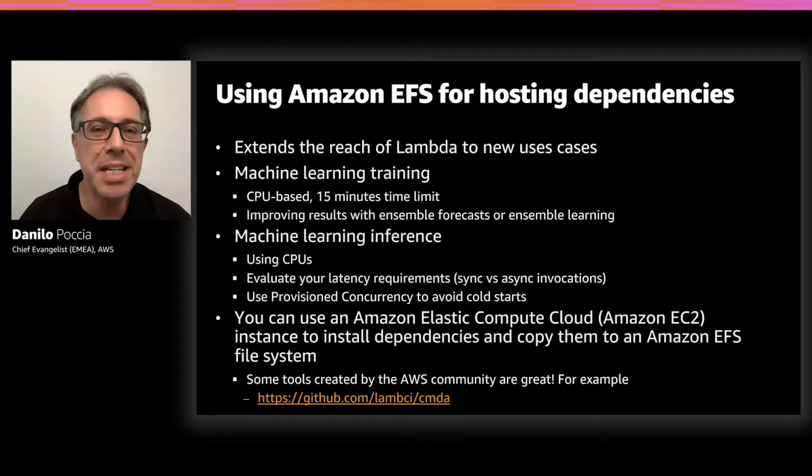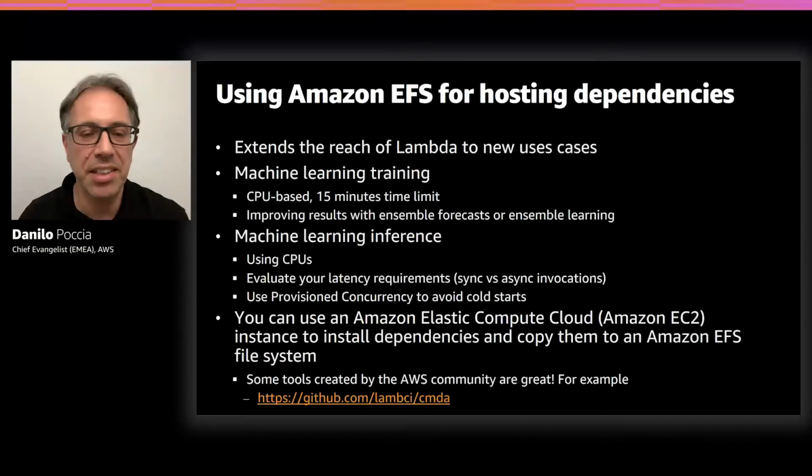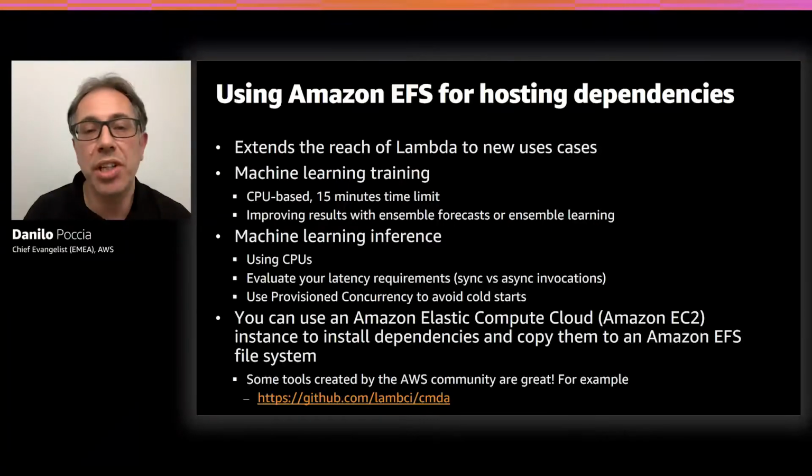Actually, often you need many more layers, and this can go beyond what you can include in a zip file. So one way to overcome that is to use the integration with the Amazon Elastic File System to host the dependencies that you need in EFS. So what you can do, for example, is extend the reach of Lambda to completely new use cases using machine learning frameworks. So you can do machine learning training. You're using a CPU-based environment, so you have a 15 minute time limit, but this can work very well, for example, with ensemble learning, where you are training multiple relatively simple machine learning models in different Lambda functions, and then you can combine the result of the models when you do the prediction.